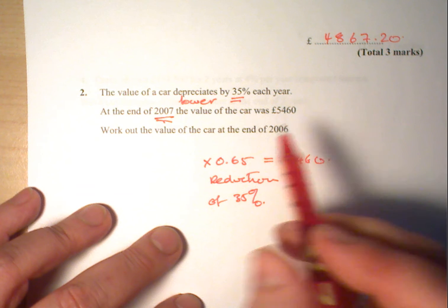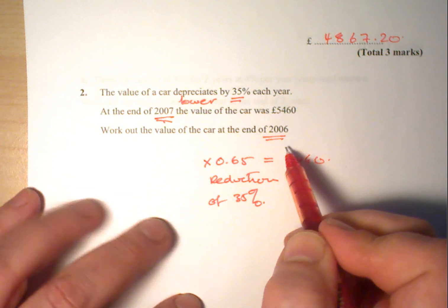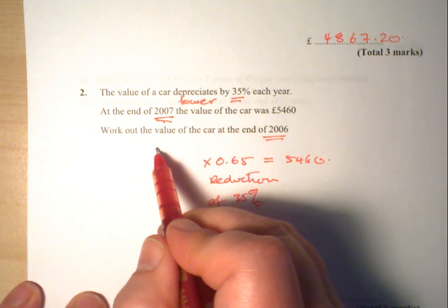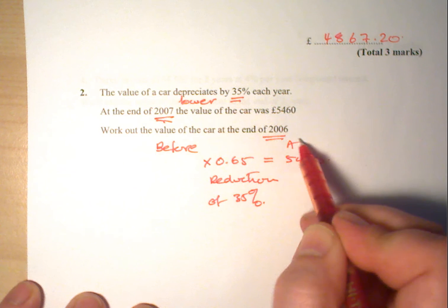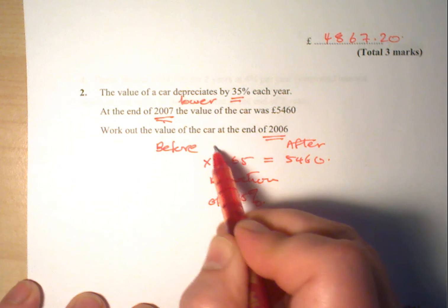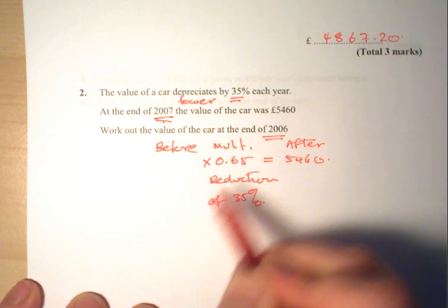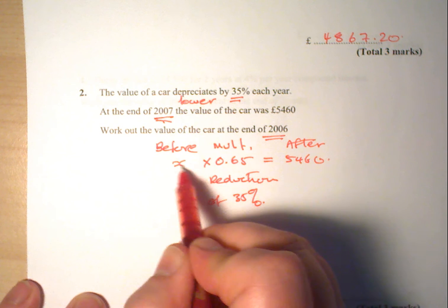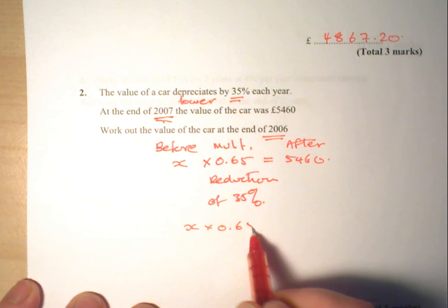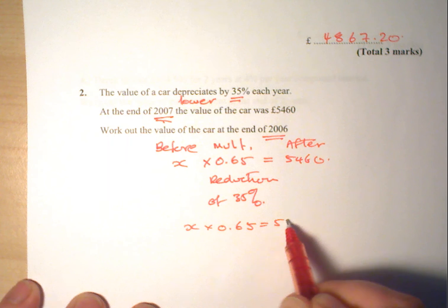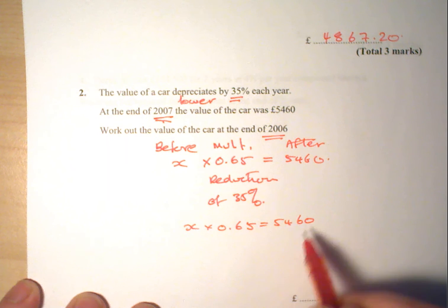And we wanted to know what it was before. Okay, so this is before. This is after. And this is the multiplier. So x, I want to know what it was. So x times something got reduced by 35% and is now worth 5,460.